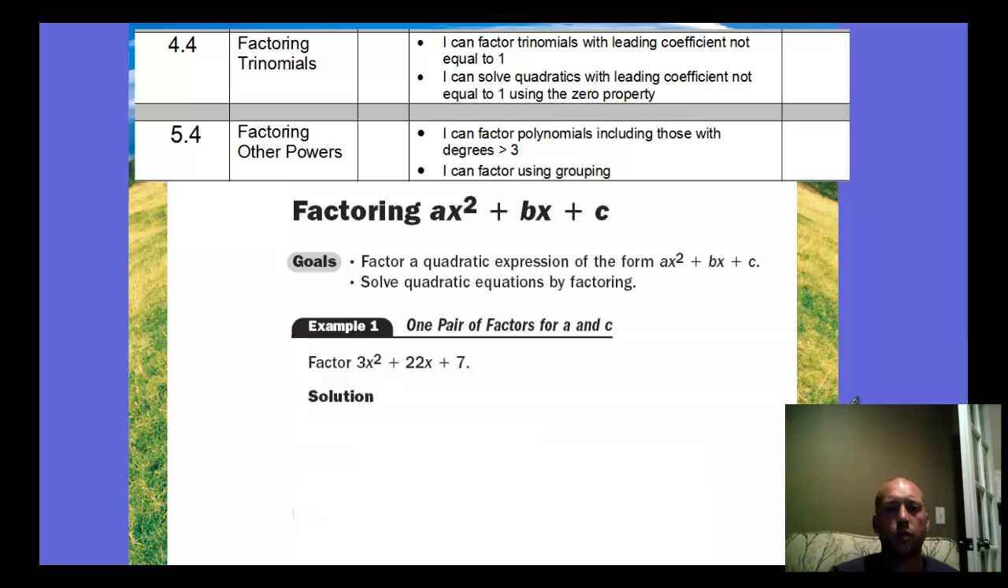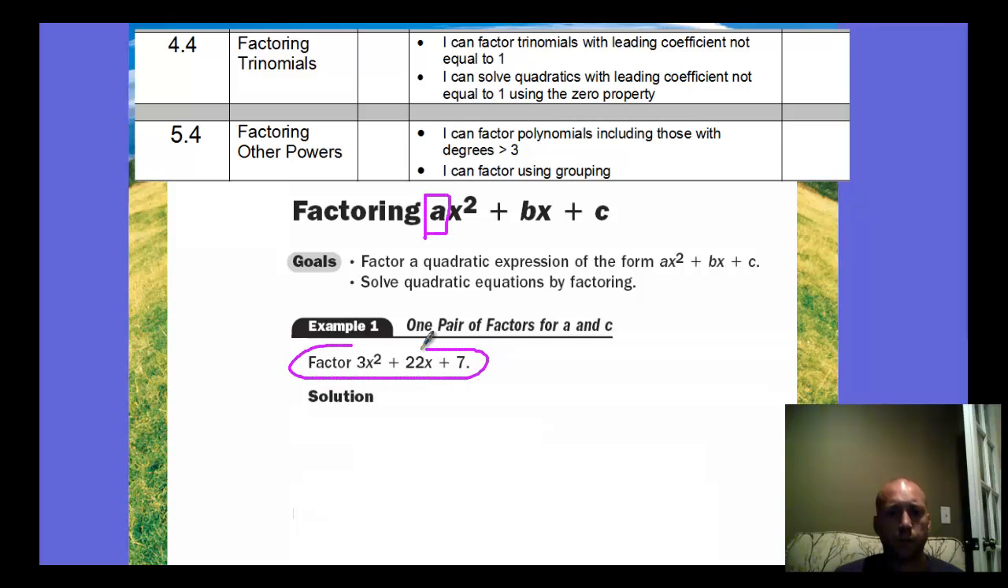Honors Algebra 2, Chapter 4, Factoring Trinomials. We're going to factor today with this value here, a, the leading coefficient not being 1. And it makes it more confusing. So when you look at this problem right here, we're going to factor it.